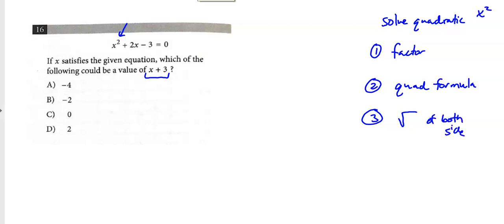That usually you can do if you don't have the x term, but since I have this x term, I can't take the square root of both sides. So let's try to factor it. So x squared plus 2x minus 3 equals 0.